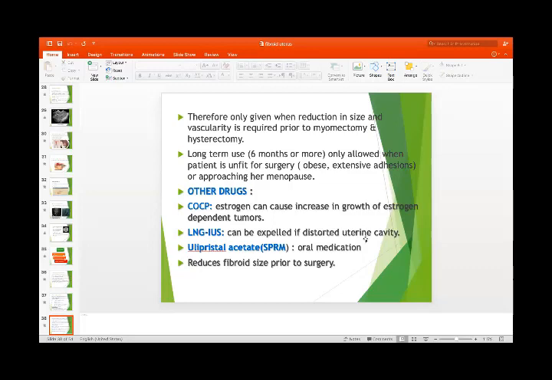fibroid, it will distort the uterine cavity, and this Mirena can be expelled out. Ulipristal acetate is a selective progesterone receptor modulator. It is an oral medication. It is a trial drug, still needs more trials. It reduces the size of the fibroid prior to surgery. So this is medical treatment. The main focus is on the GnRH analogs, which will reduce the size and vascularity of the fibroid prior to surgery if it is a larger fibroid.